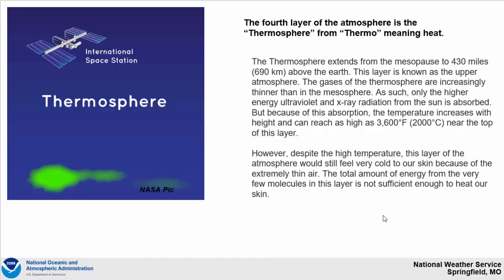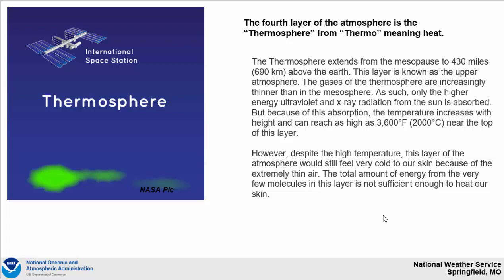The fourth layer of the atmosphere is the thermosphere, from thermo meaning heat. The thermosphere extends from the mesopause to about 430 miles above the Earth. This layer is known as the upper atmosphere. The gases of the thermosphere are increasingly thinner than in the mesosphere. As such, only higher energy ultraviolet and X-ray radiation from the sun is absorbed. But because of this absorption, the temperatures increase with height and can reach as high as 3,600 degrees Fahrenheit near the top of this layer.